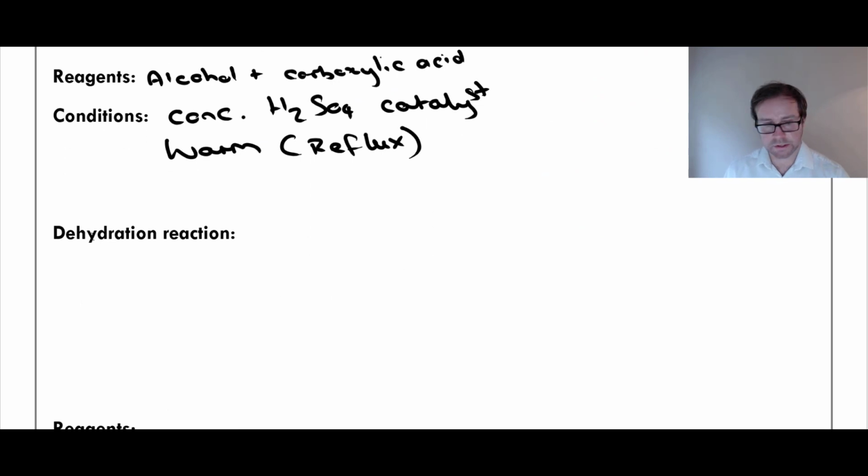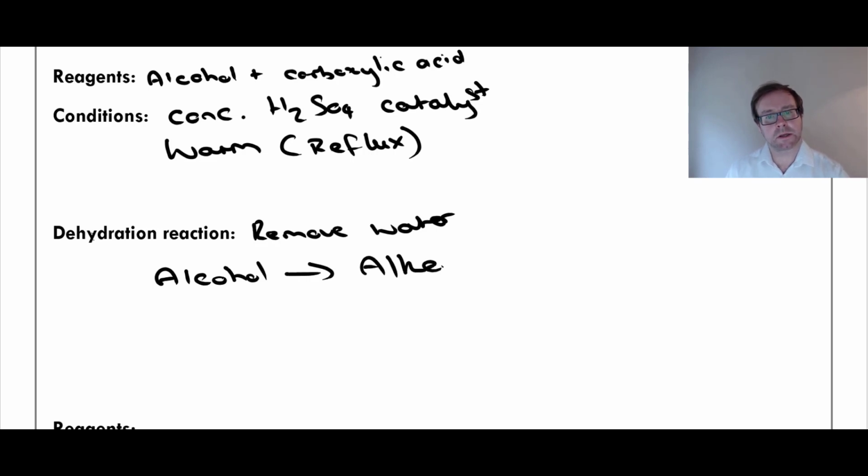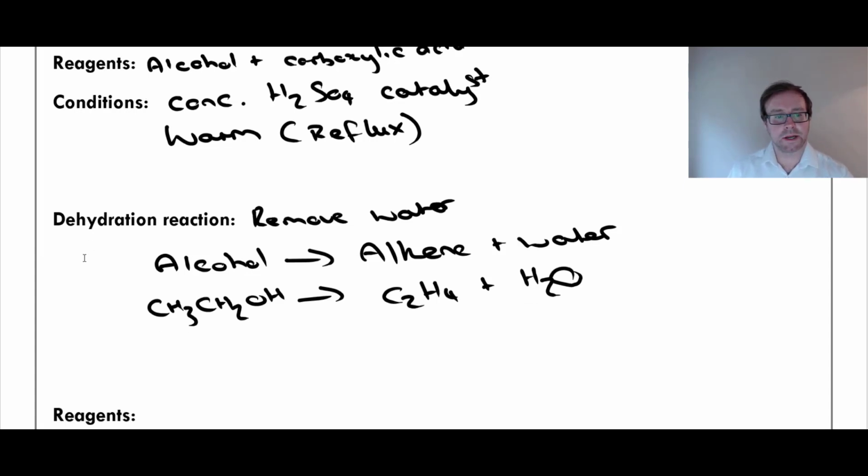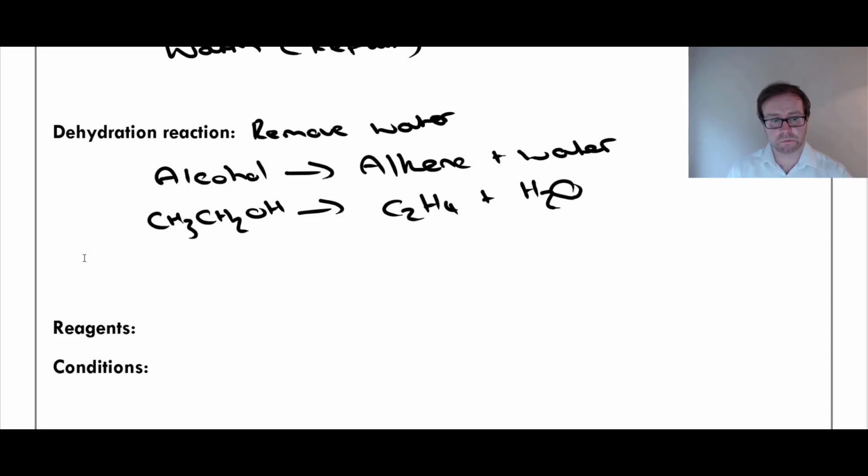Okay, dehydration reaction. So a dehydration reaction is to remove water, and here we take an alcohol and we dehydrate it to form an alkene plus water. E.g., we'll just use ethanol again. C2H4 plus H2O. So I've taken my alcohol, I've formed my alkene, and I've removed water.